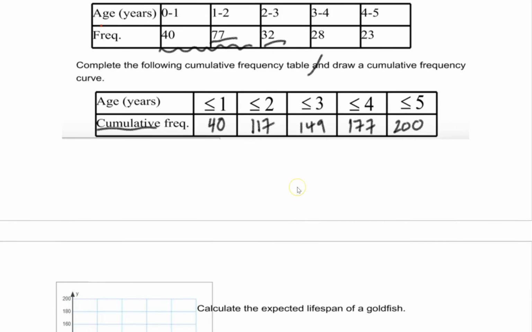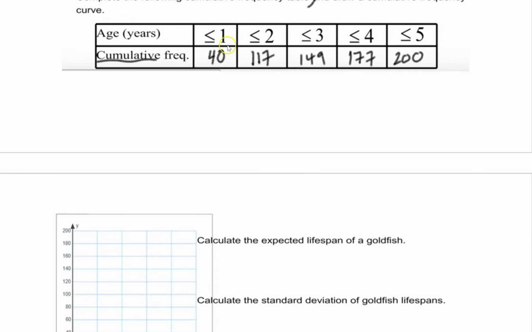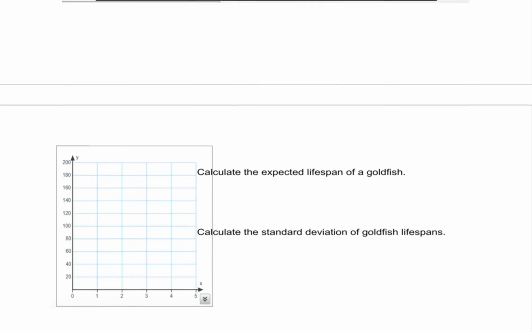Now they want me to draw it. So my value here wants to be 40. So at 1 year, I have 40. Now, 2 years is 117. So at 2 years, I'm about 117. So around there's an estimate.